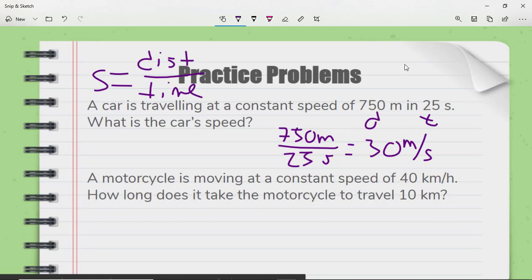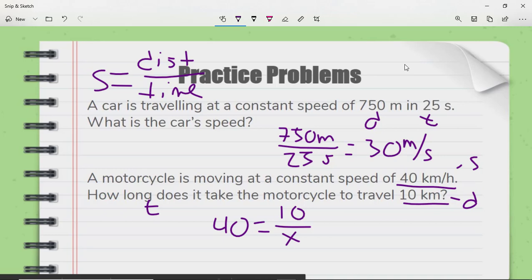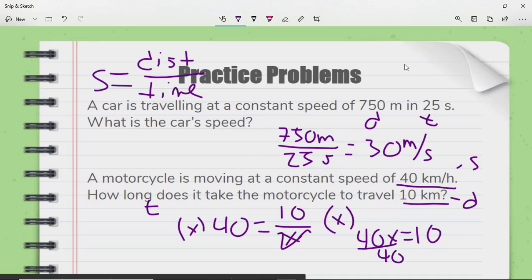A motorcycle is moving at a constant speed of 40 kilometers per hour. How long did it take the motorcycle to travel 10 kilometers? Well, in this instance, this is our speed, this is our distance, and our unknown is time. So we'll plug those in and solve. 40 equals my distance, 10, over time, x. In order to solve for x, I need to multiply x out of the denominator. So I end up with 40x equals 10. And in order to solve for x, I'm just going to divide by 40 on both sides.